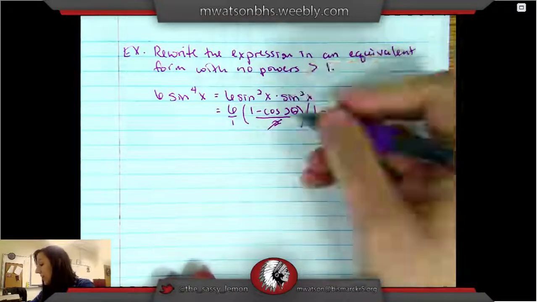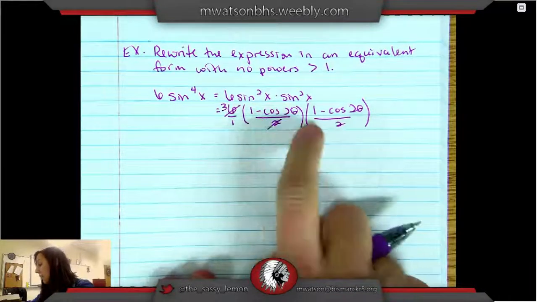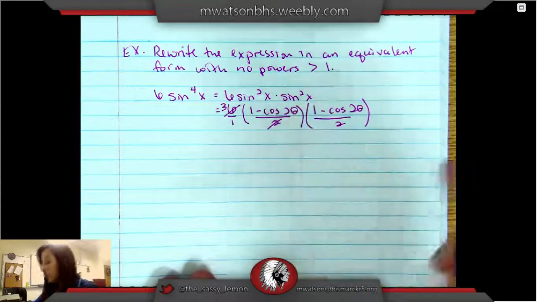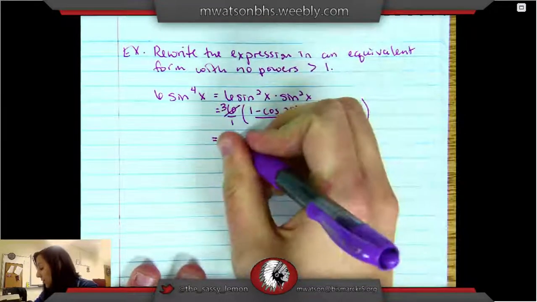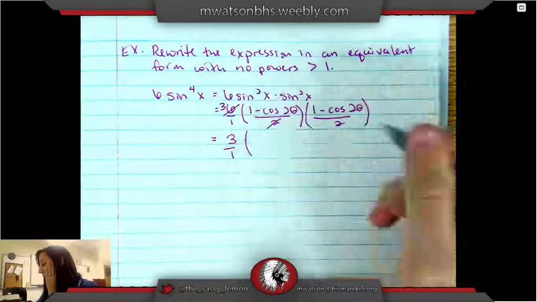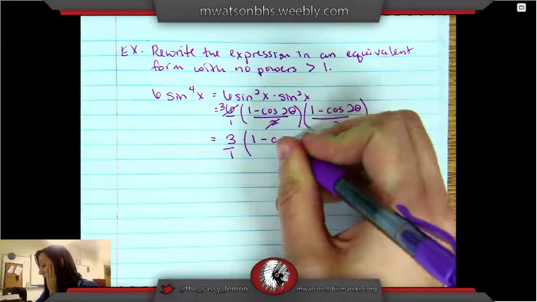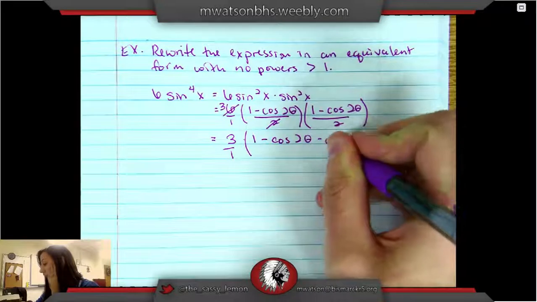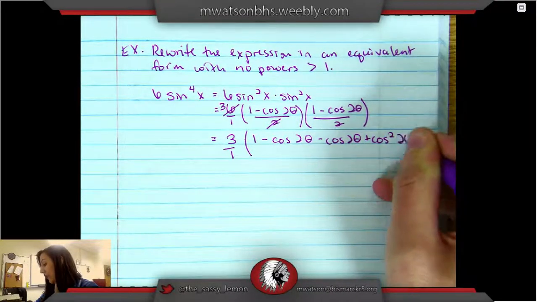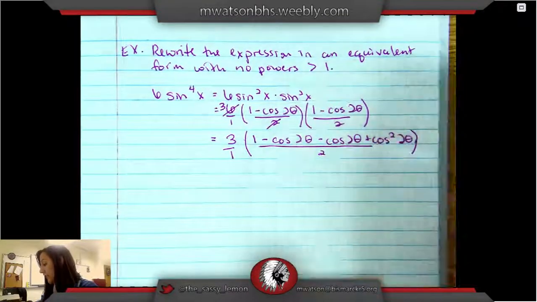So I can see here that this 2 and 6 are going to reduce. I'm also going to go ahead and FOIL out these two quantities on top since they're being multiplied. So I'm going to have 3 over 1 times, and here I'm going to have 1 minus cosine of 2 theta minus another cosine of 2 theta plus a cosine squared of 2 theta. And that's all over 2.